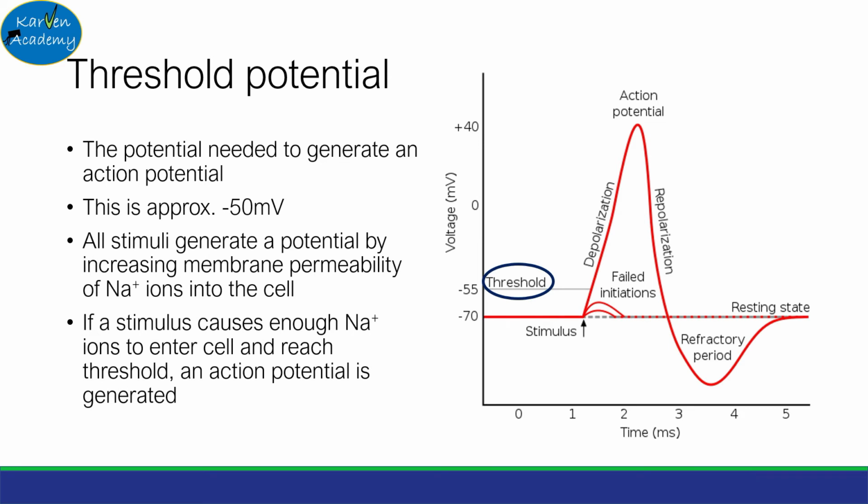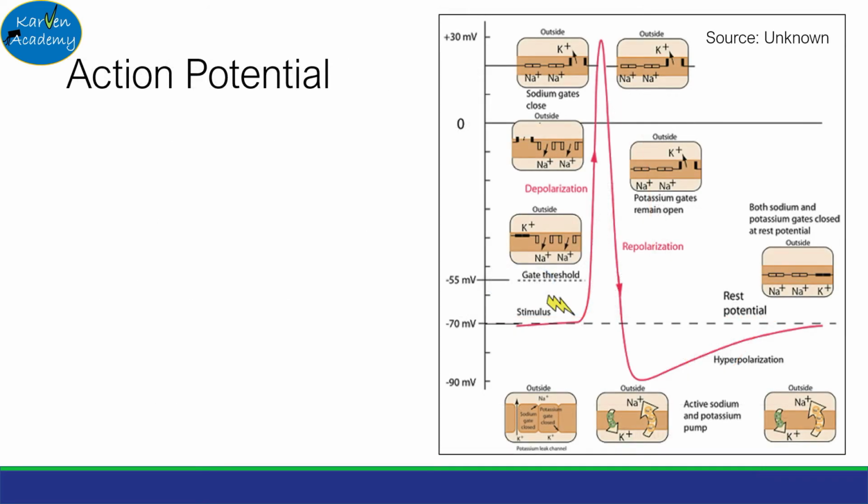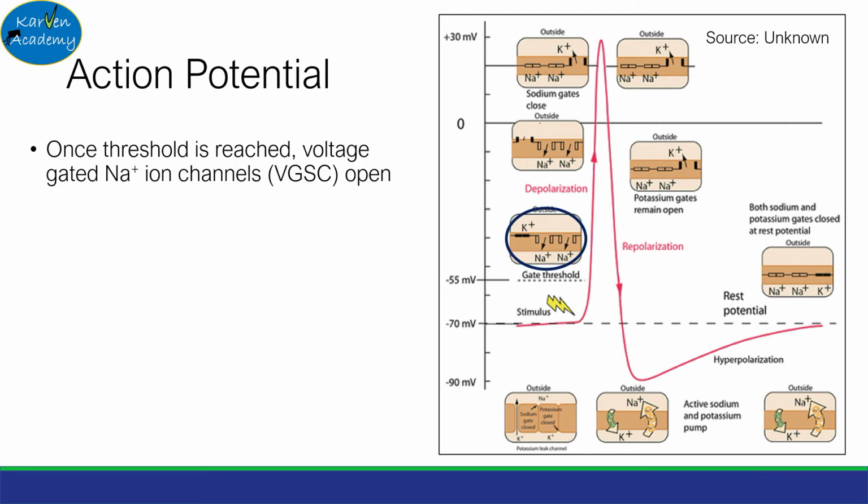And if a stimulus causes enough sodium ions to enter the cell and reach the threshold, an action potential is generated. You can see that some stimuli fail to generate an action potential as their intensity is low, meaning not enough sodium ions entered the cell. Okay, now let's look at the generation of this action potential. This is complex, so do take some time in taking this information in. Don't be put off by this diagram, it will make sense as I'll go through it step by step.